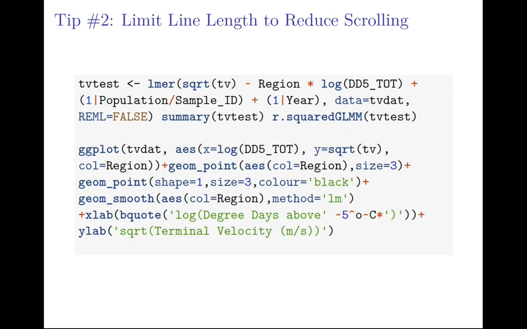So tip number 2, you want to limit your line length to reduce scrolling because that can just get super confusing. So here in this example, we've taken those 2 chunks and limited them so they don't run off the page. So you can see that we've limited our lines. But we still have them separated by analysis and plot.